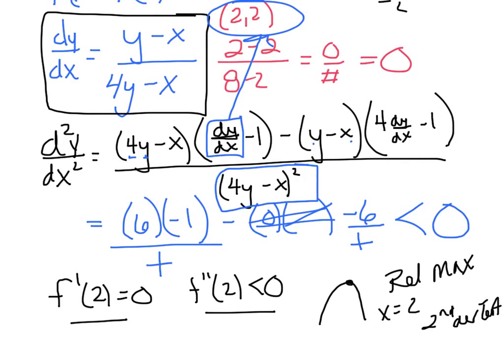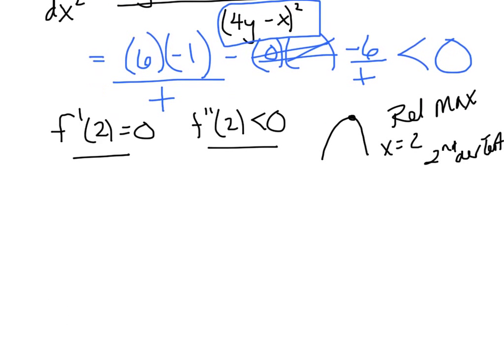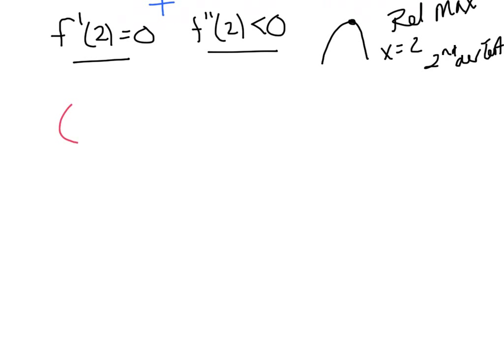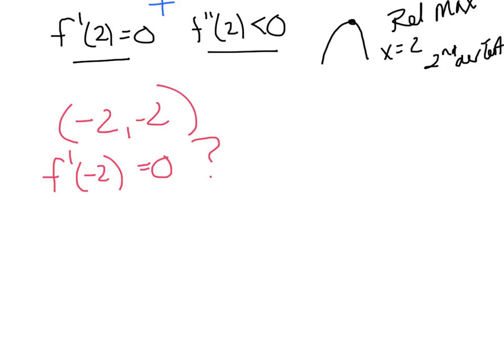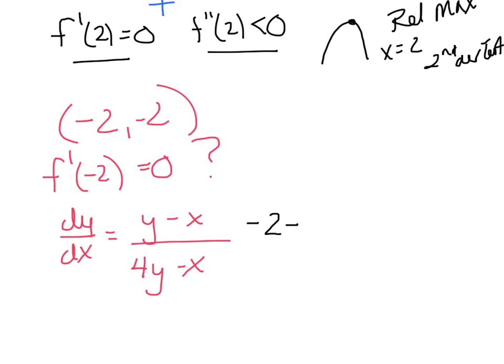Now we had to check the next point as well, maybe not quickly, but our next point was (-2, -2). And we're going to do that same idea. So I first need to see if I have a slope of 0 at (-2, -2), and if I do, then I'll figure out my concavity. All right, so again, let's take our slope, which was our dy/dx. It's y minus x all over 4y minus x. And I'm just testing this point, so I get, let's see, my y value is -2 minus my x value, which is -2, all over 4 times -2 is -8 minus -2.